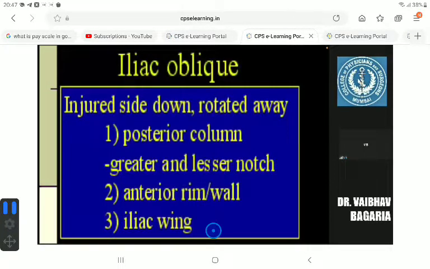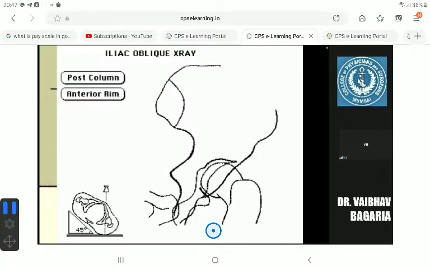Now, when you do an iliac oblique view, you see the posterior column, both greater and lesser sciatic notch, anterior rim or wall, and iliac wing. And again, as I said, you can see the posterior column. So this is how you are seeing the posterior column, and this is your anterior rim. So just take a moment to absorb this. This is the posterior column that you are seeing in iliac oblique view, and that's your anterior rim.